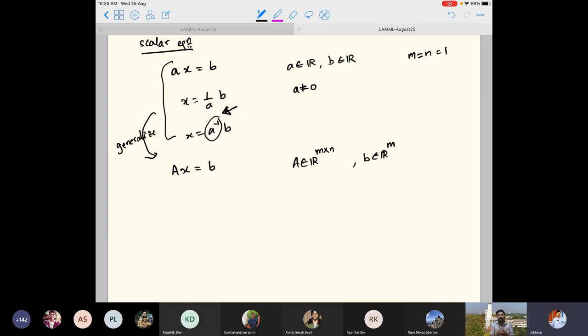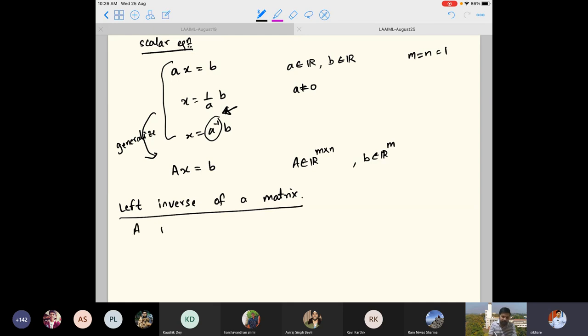Once I understand what is the inverse of a matrix, then I can start generalizing this approach in the scalar case to the vector case or the matrix case. So that's what I will do. Okay. So the first thing that I want to define is a left inverse of a matrix. Left inverse of a matrix.